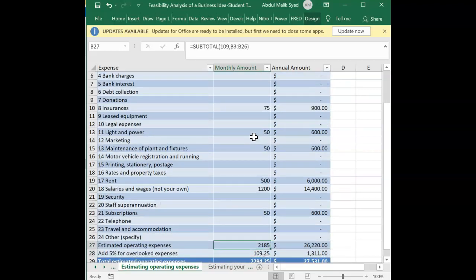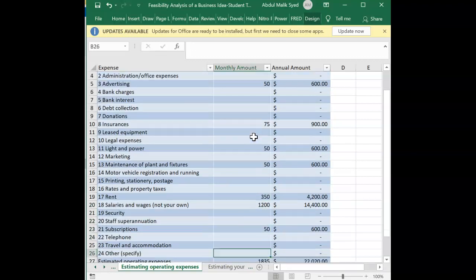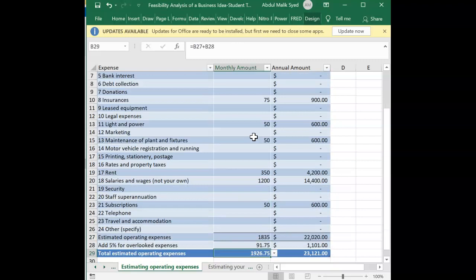So the estimated operating expenses per month is $2,000. It looks too high. So maybe we don't require that much for advertising. Let's say $100. Even 100 is more. $50 for advertising. Rent, maybe 300, 350. So around $2,000.